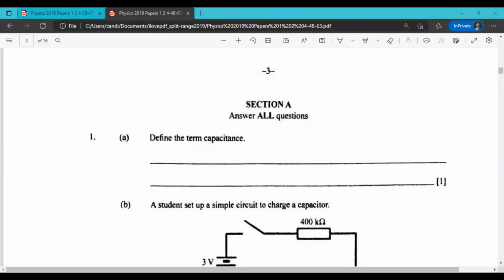All right, section A, question 1. Define the term capacitance. We're not looking for a formula here, so it's not enough to just write down the formulas, the symbols. That's not going to get you a point. You have to write it in words. So, the definition of capacitance we're looking for is the ratio of charge per unit potential difference. Okay, that's the definition that we want.